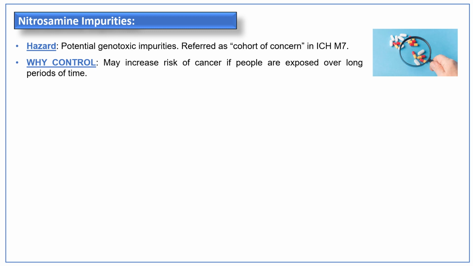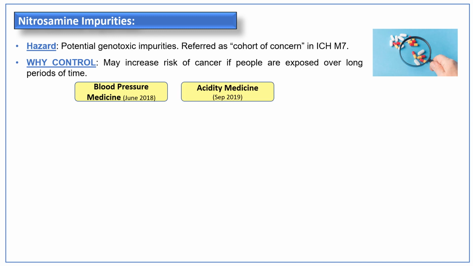So when we talk about the discovery of these, there are specifically three types of medicines that led to the discovery of these nitrosamine impurities. The first one, in June 2018, was the blood pressure medicine. The second one, in September 2019, was the acidity medicine, and the third, in December 2019, was the diabetes medicine, right?